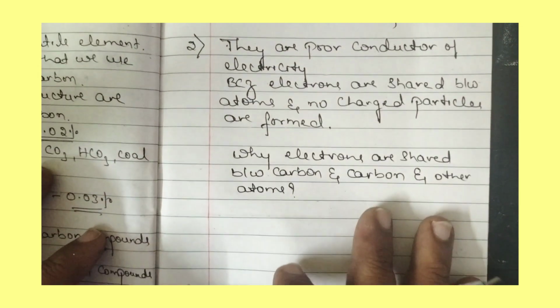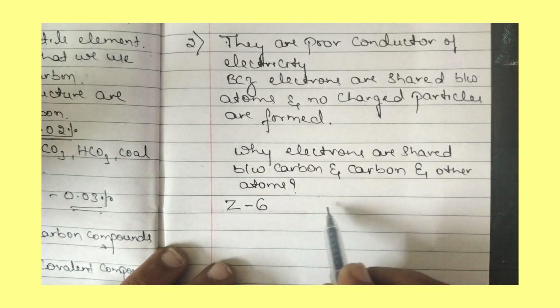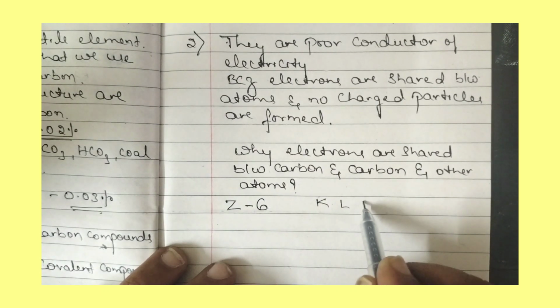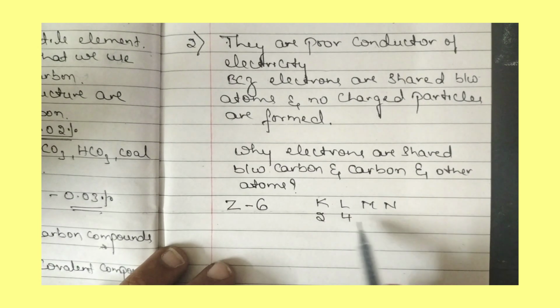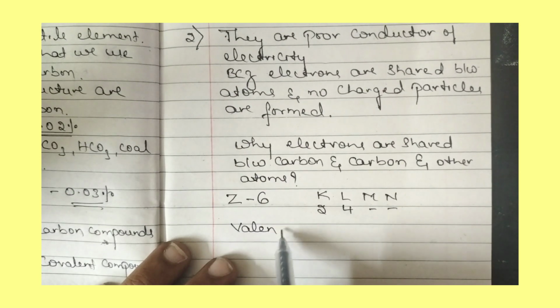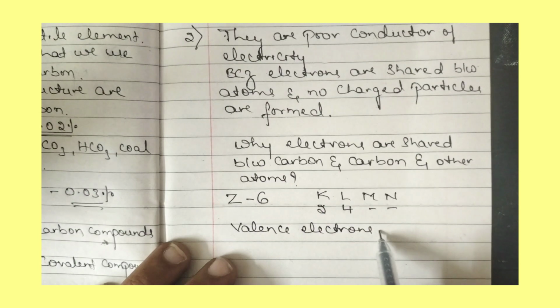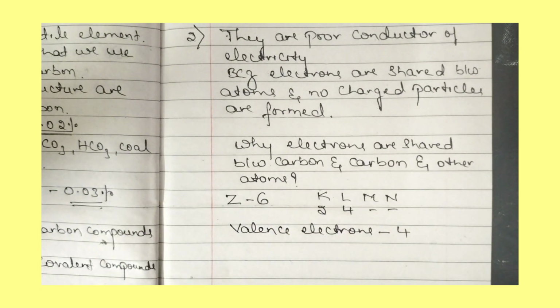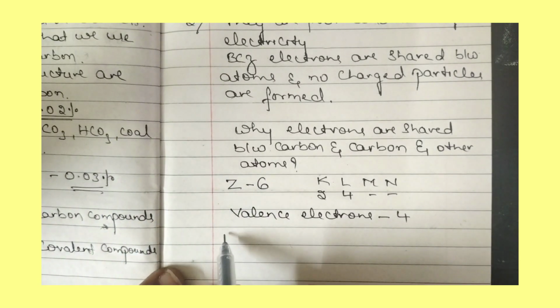For example, the atomic number of carbon is 6. So the configuration is K L: K can accommodate 2 and L can accommodate 4. So what is the valence electron count of carbon? Carbon has 4 valence electrons. Now my first question: can carbon gain electrons?